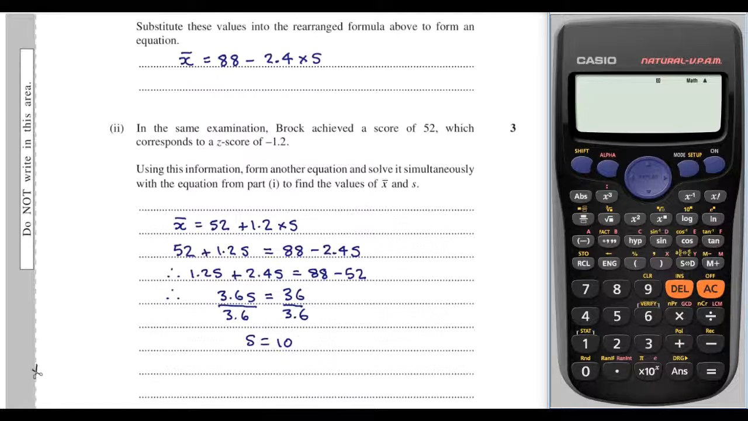Substituting this value back into one of our original equations, we get x bar equals 52 plus 1.2 times 10, giving us a value of 64.